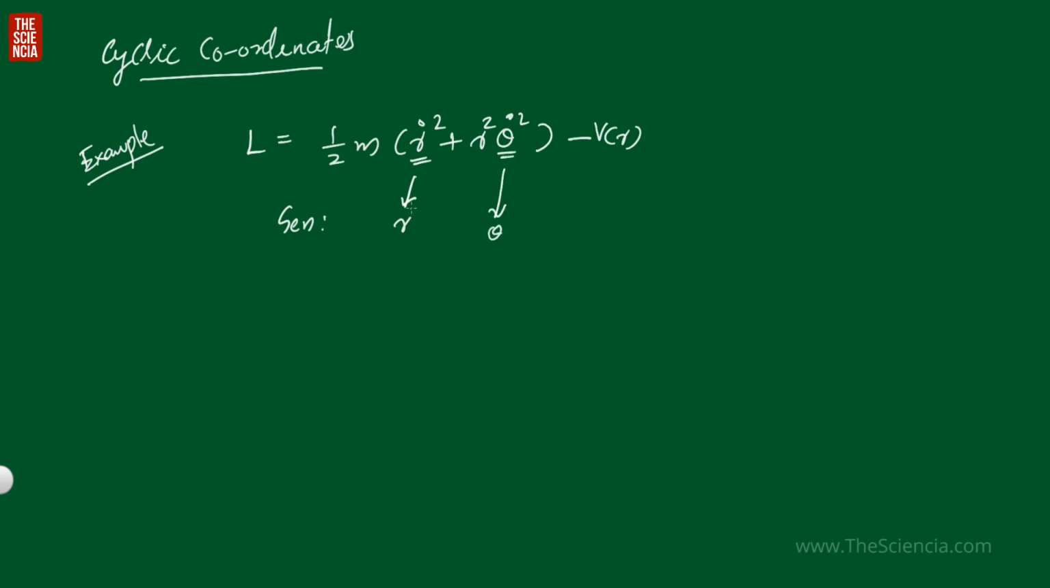Now you can see this generalized coordinate is present in the Lagrangian. Here r square theta dot square. So there is r, and this theta is absent in the Lagrangian. If the velocity is present but the corresponding generalized coordinate is absent, then we call it a cyclic coordinate. So here the cyclic coordinate is theta. This is the missing coordinate.